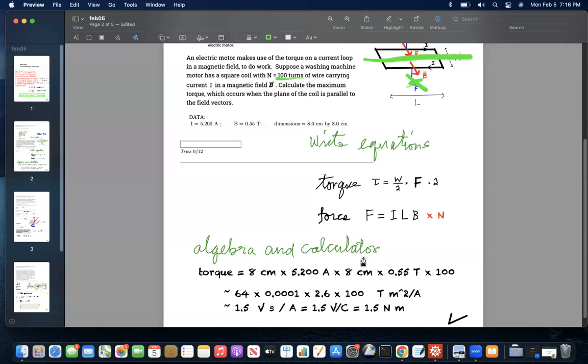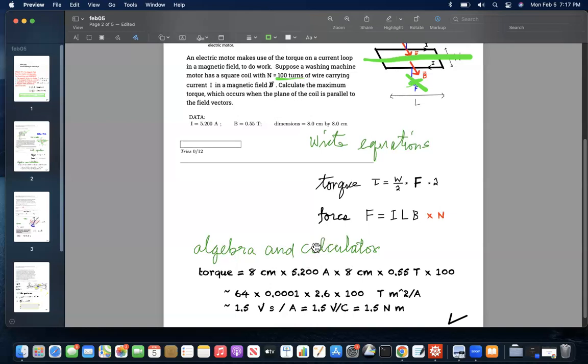It's going to be centimeters times centimeters. I could convert that into meters, and then I would have meters squared, amps, and Tesla. So the unit here will be Tesla meters squared per amp. Now 8 times 8 is 64, but remember I have to convert this to meters, so I should multiply by 0.01 to convert from centimeters to meters. So I have 64 times 0.0001. That's the product of these two terms.